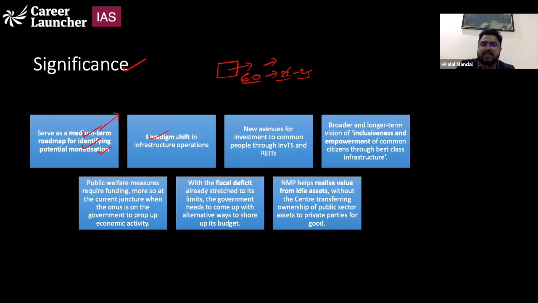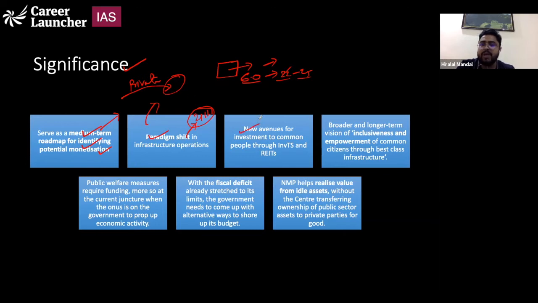It is a paradigm shift in infrastructure operations. Now the Government of India is trying to ensure 21st century infrastructure projects in the country. So it will be a huge shift in the way infrastructure management is done by the Government of India. Under this, there are public infrastructure and public assets, and these public assets will be utilized by the private sector. So that is one place where you can see the paradigm shift in the operations of infrastructure in the country.